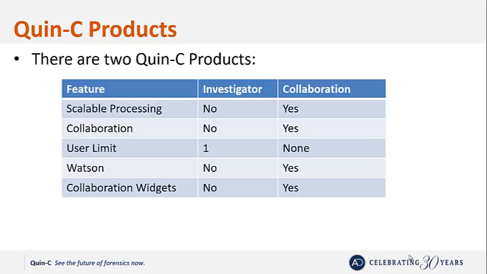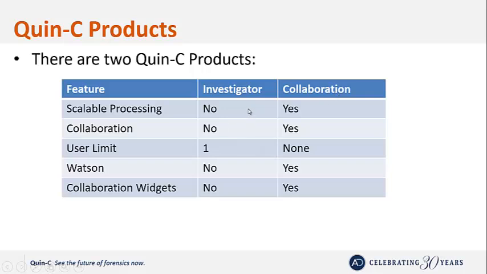Despite all the confusion, there are in fact only two Quincy products. There used to be four on the website. We've consolidated them down to the two that made the most sense relative to our customers' demands, or requirements, I should say, and what intelligently differentiated them. And so we've come up with Quincy Investigator and Quincy Collaboration.